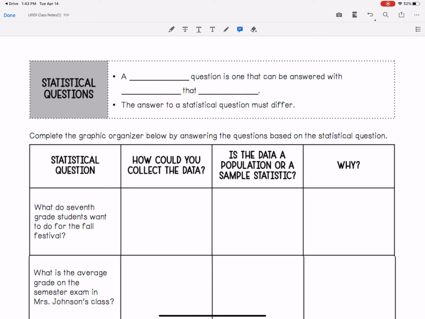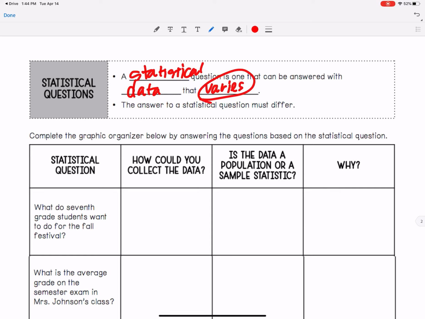Statistical questions. So a statistical question, and I'll write this as we go, is one that can be answered with data that varies. The answer to a statistical question must differ. So the word varies and the word differ, they mean the same thing. So let's take a look at these questions down below.